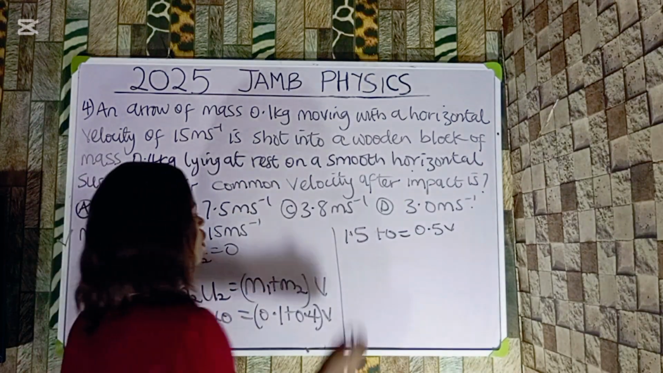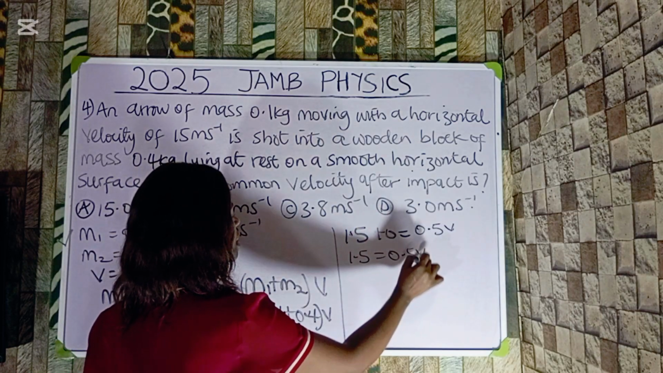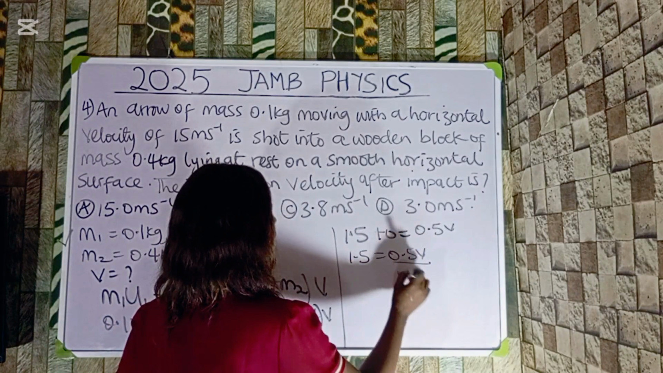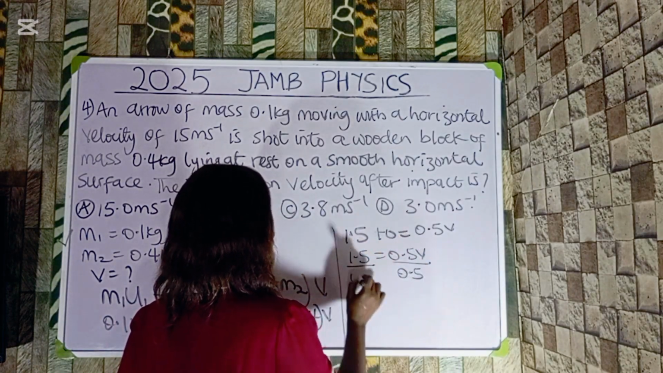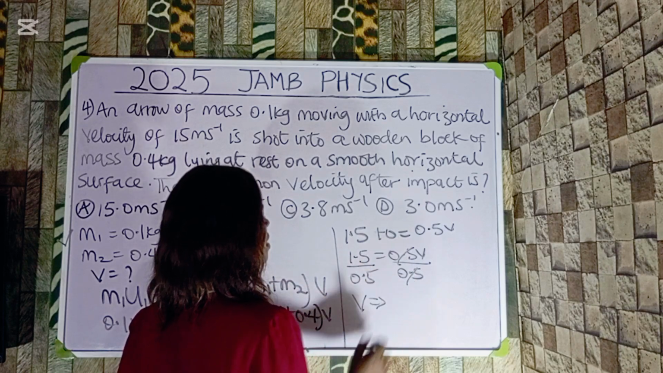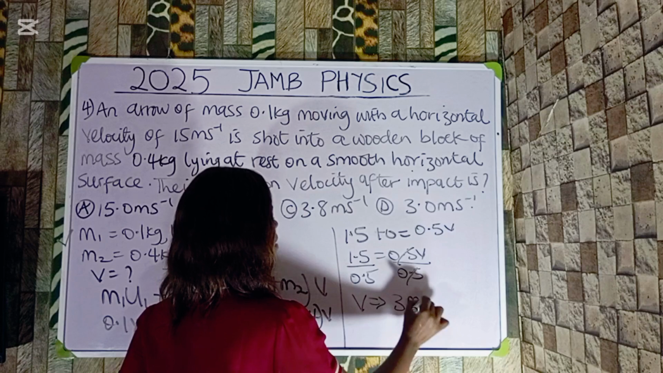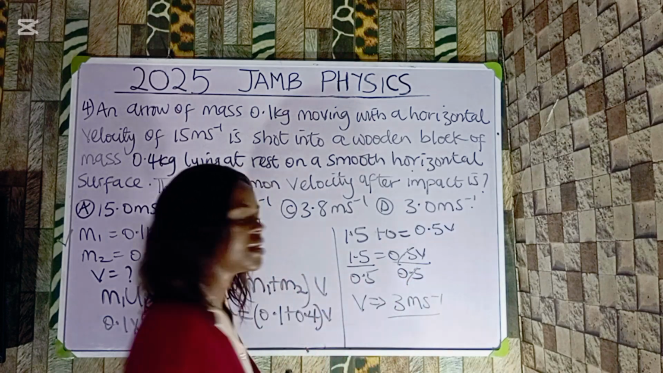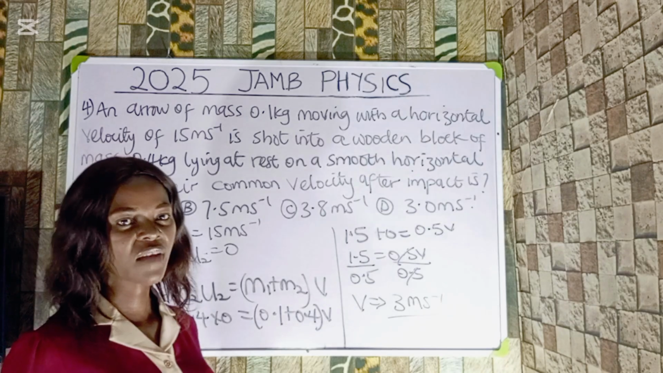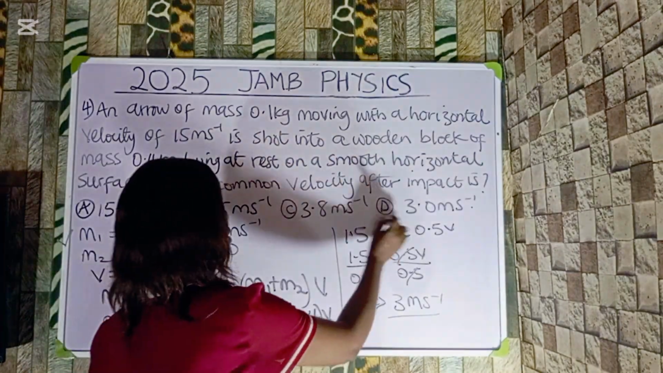Now we say 1.5 is equal to 0.5 V. Divide both sides by 0.5. So my V is equal to 3 meters per second. Is that clear? This is how to solve such a problem. And from what we have done so far, the correct option to this question is option D.